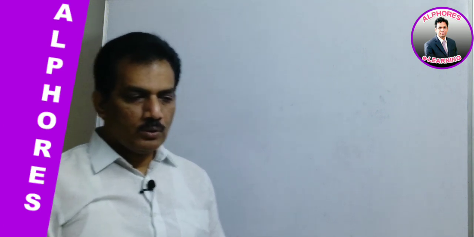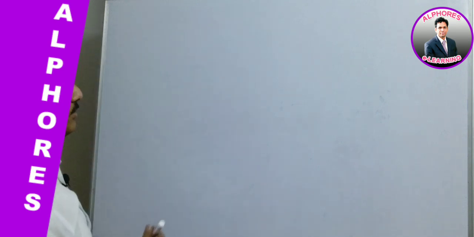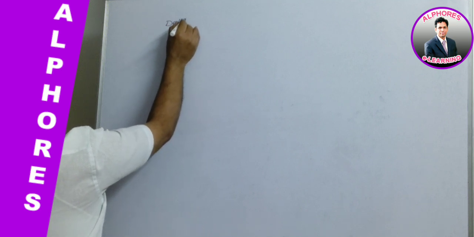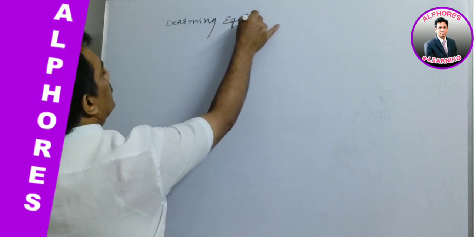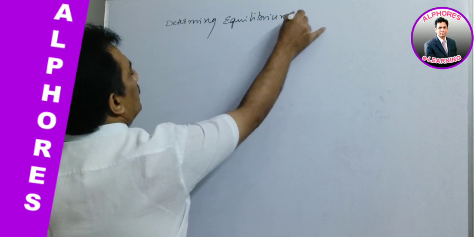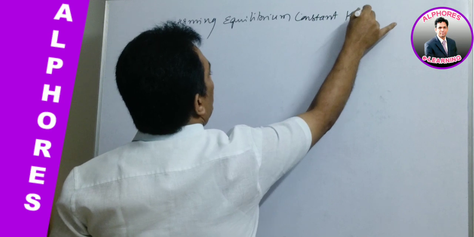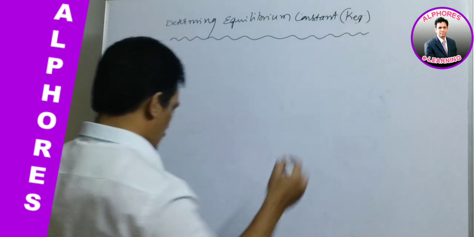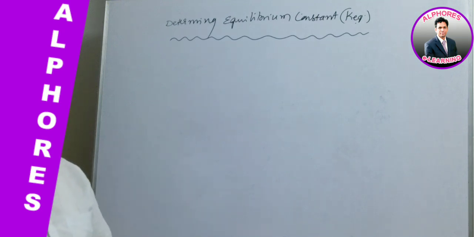And now coming to the application of EMF of the cell to another concept, that is nothing but the equilibrium constant, K equilibrium. How to find the equilibrium constant, or K equilibrium, for a cell reaction from the EMF of the cell? Clear? That relation we are going to discuss in this session.